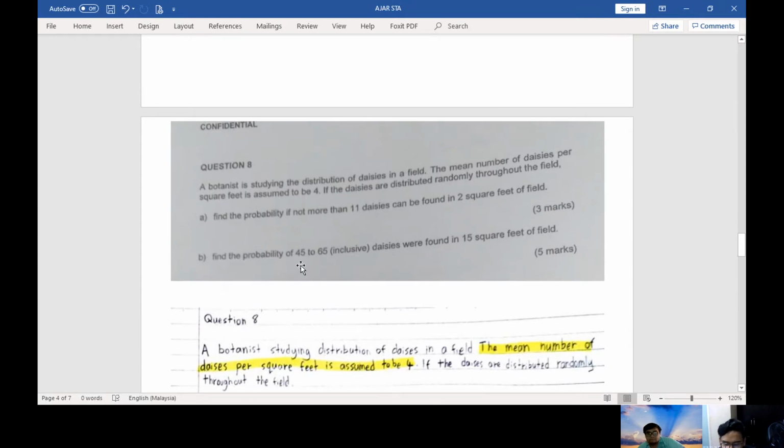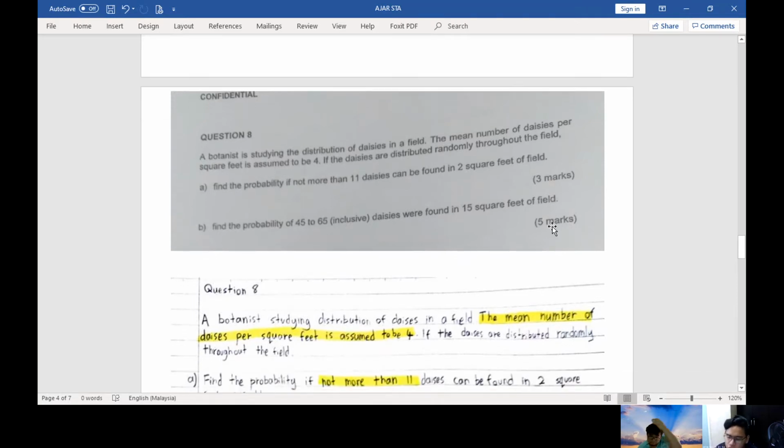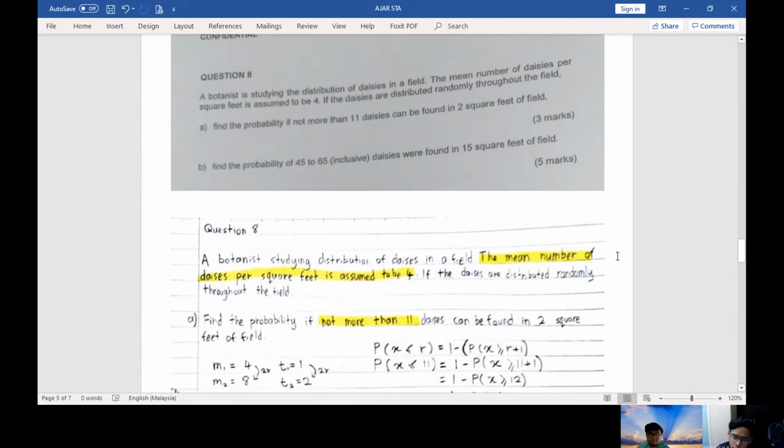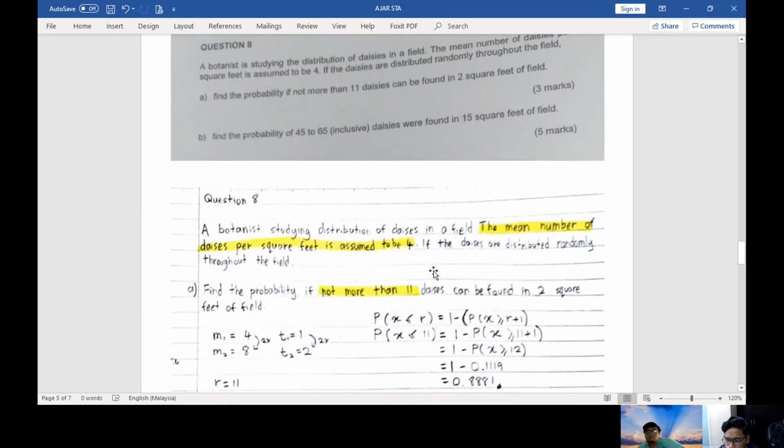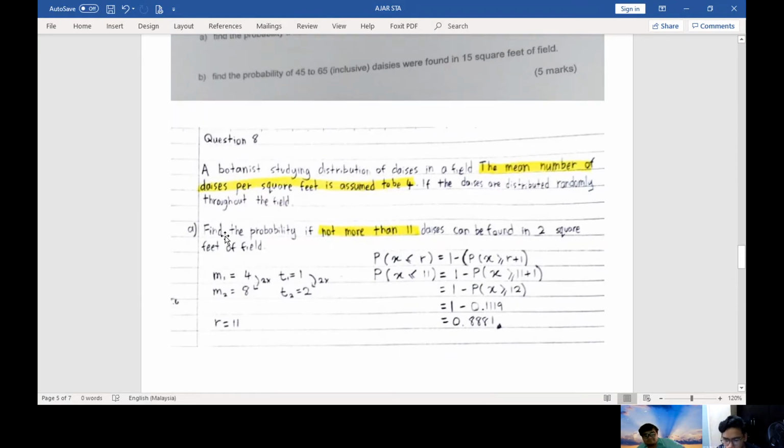So here we need to look at the question. We need to identify what distribution this is. Do you see this phrase, the mean number of daisies per square feet? By this line, we know that this is Poisson distribution. Why do you see that? Because of per square feet. Because of per, we need to use the Poisson distribution method. So A, find the probability if not more than 11 daisies can be found in 2 square feet of field.